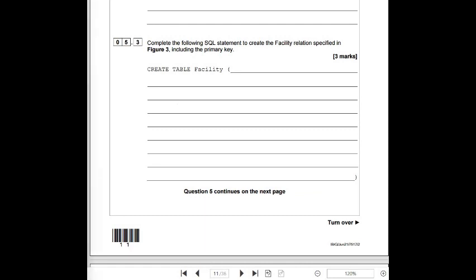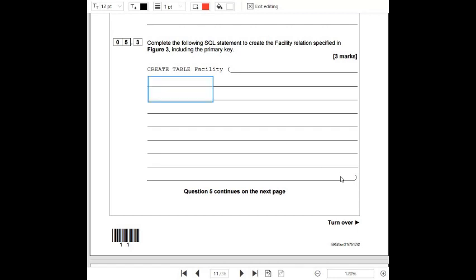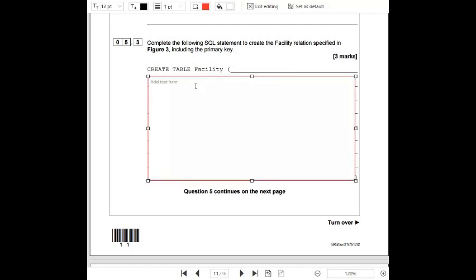Now we need to complete the following SQL statement. Yes, SQL, you might have done this in the NEA. If you have, you'll be saying bosh at the end of this. So complete the following SQL statement to create the facility relation specified in figure 3, including the primary key. So create table facility. Common sense would say facility ID int primary key, comma. That is how I would write it. And then description, varchar, that's one of the data types, 100, comma.